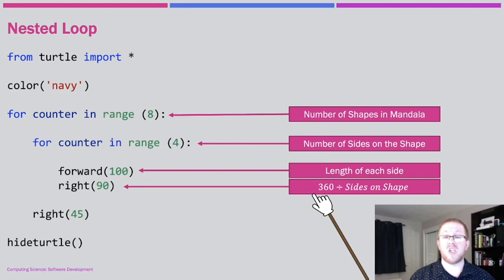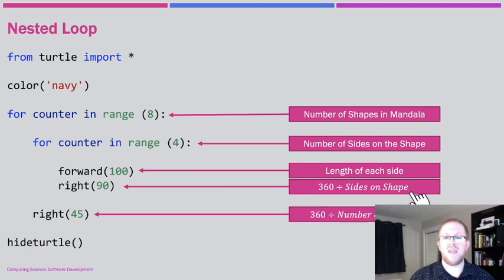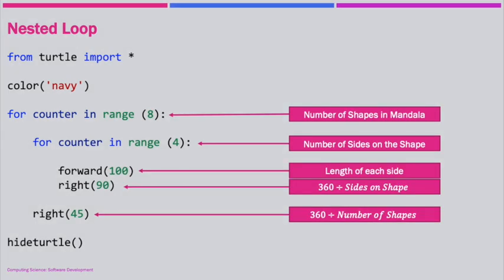So if we're drawing a square, there are 4 sides, so 360 divided by 4 is 90. So we need to take 360 divided by the number of sides, and that will give us the angle that we need to turn. And the last number is the turn that we go between shapes. So 360 divided by the number of shapes will give me this number. It's now your turn to recreate the square mandala in REPL. Pause the video now and use this code to make your version of this mandala.